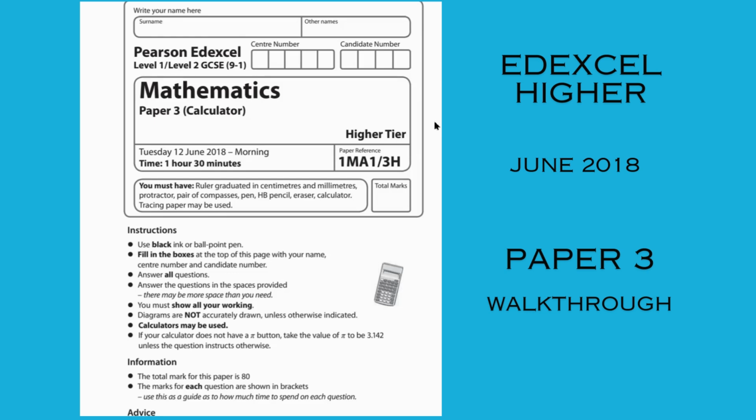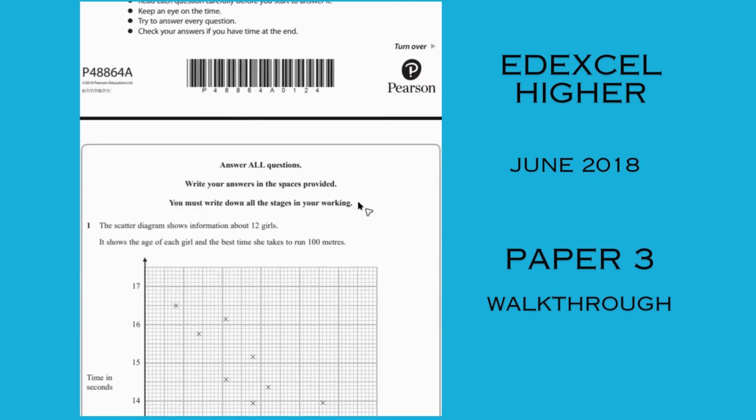So welcome to the walkthrough for Edexcel Higher. It's paper 3 from the June 2018 series, so calcs allowed, and let's get started.